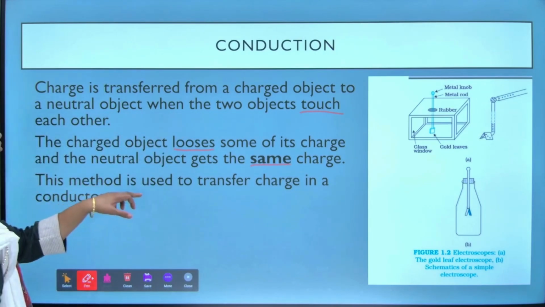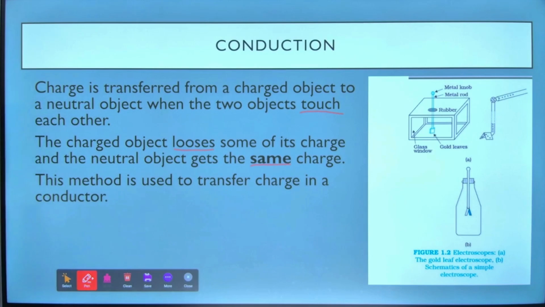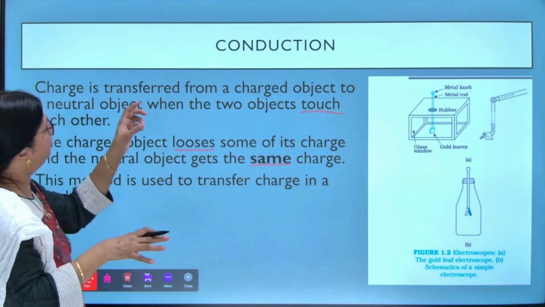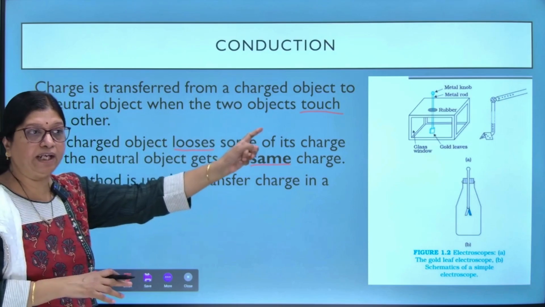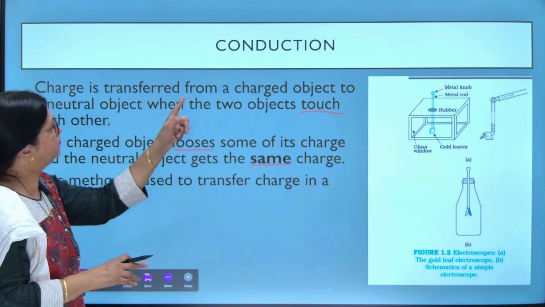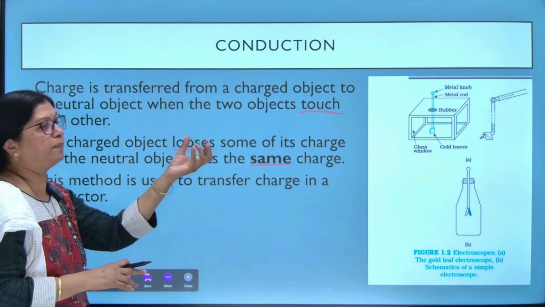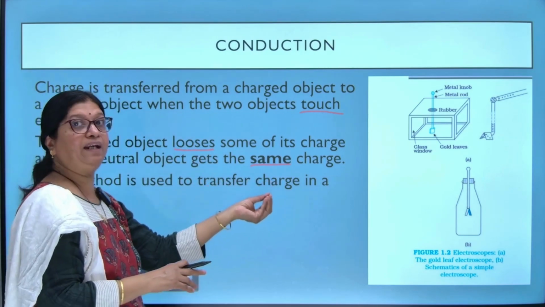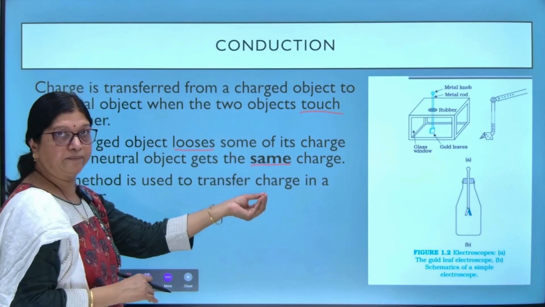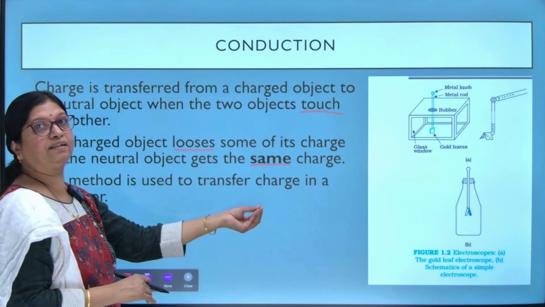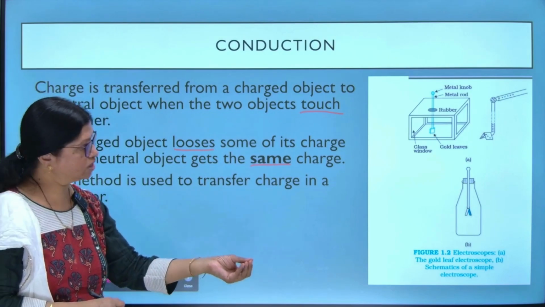This method is used to transfer charge in a conductor. So what is the idea here is we have to take a charged object, touch it to a neutral object. The charged object will lose some amount of charge and the same charge will be gained by the neutral object. Then the neutral object is said to be charged.